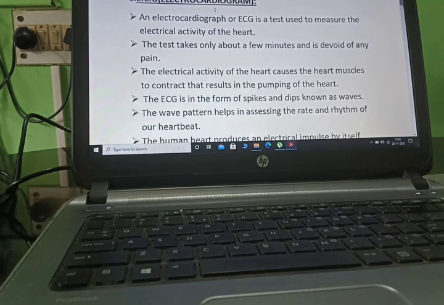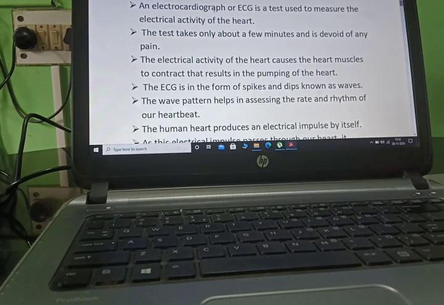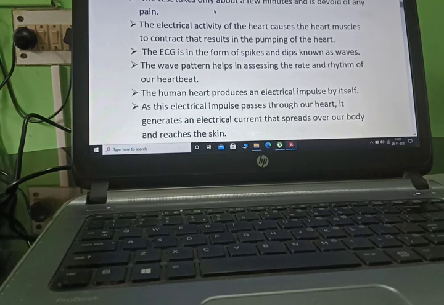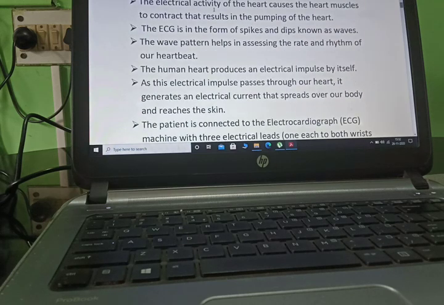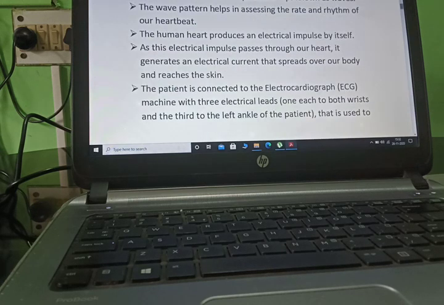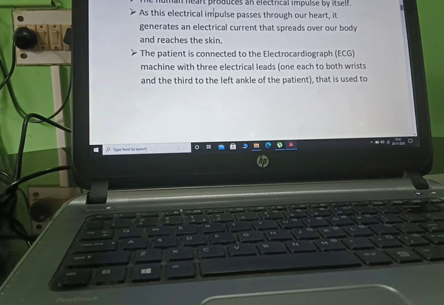An electrocardiograph or ECG is a test used to measure the electrical activity of the heart. The test takes only about a few minutes and is devoid of any pain. The electrical activity of the heart causes the heart muscles to contract that result in pumping of the heart. The ECG is in the form of spikes and dips known as waves. The wave pattern helps in assessing the rate and rhythm of our heartbeat. The human heart produces an electrical impulse by itself.